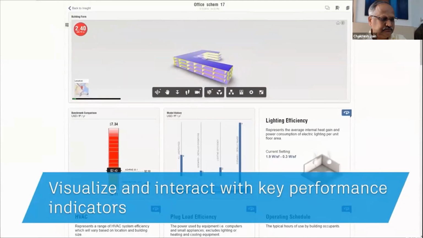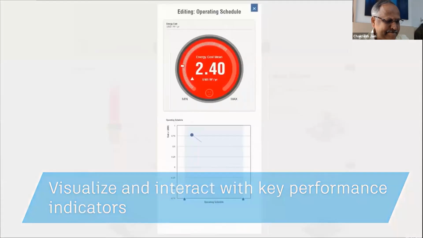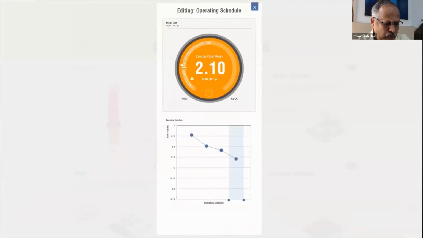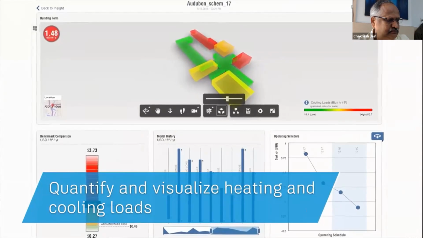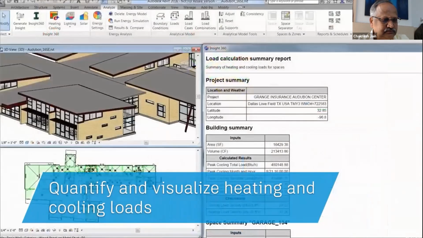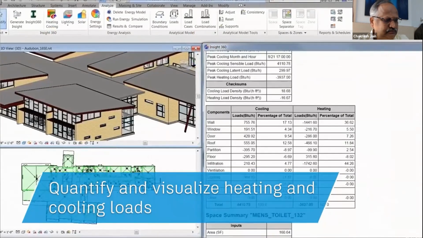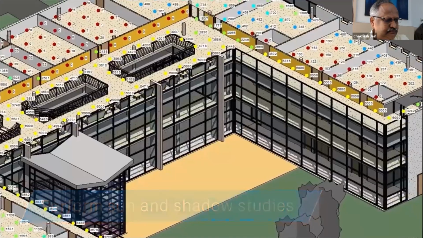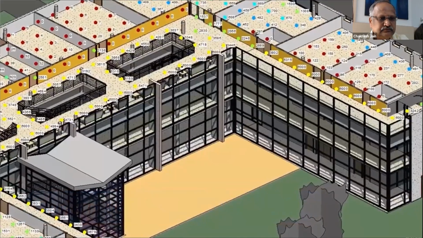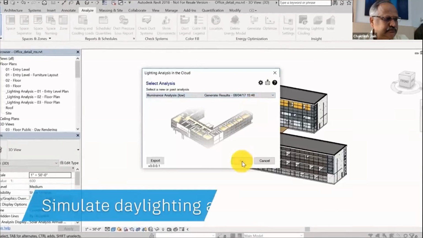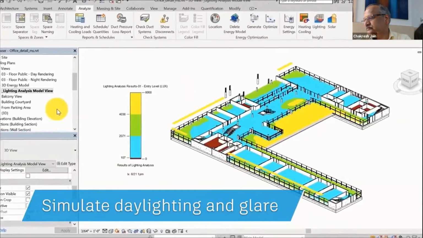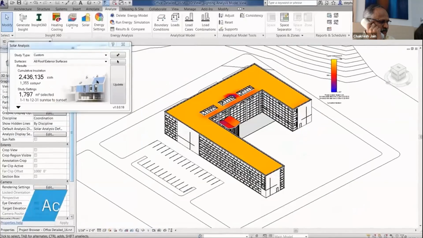Visualize and interact with key performance indicators, factors, ranges, and specifications with real-time cause and effect feedback. Quantify and visualize heating and cooling loads. Perform sun and shadow studies to accurately see how lighting conditions affect your model. Simulate daylighting and glare. Access solar PV performance analysis quickly within design environments.